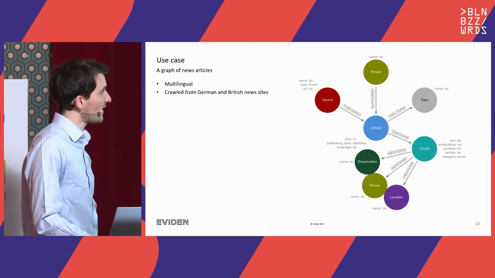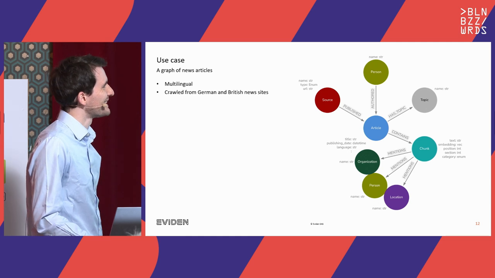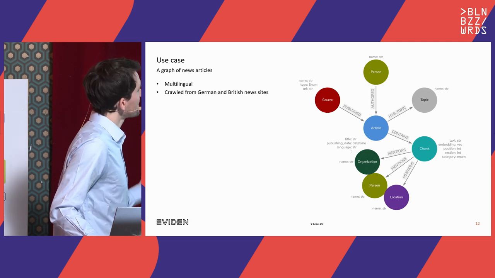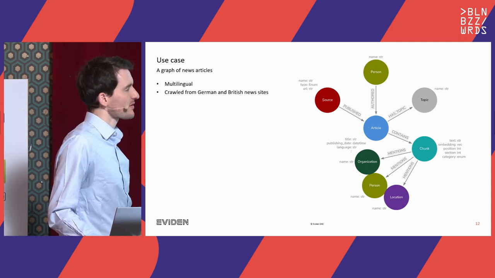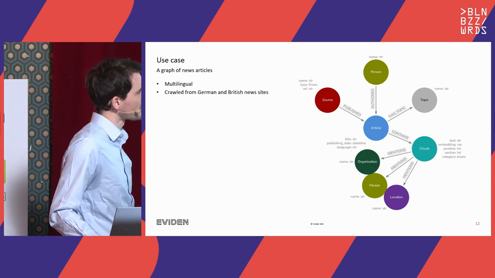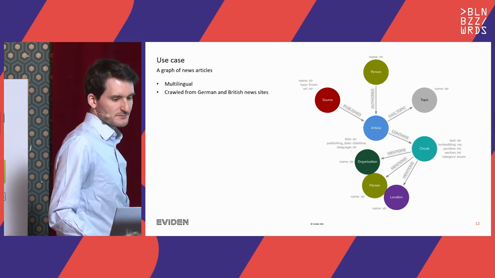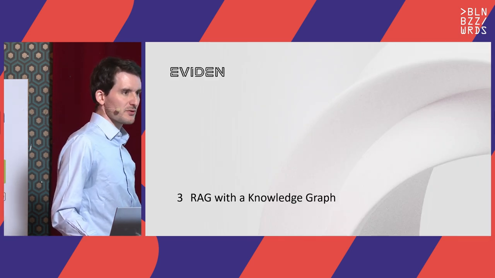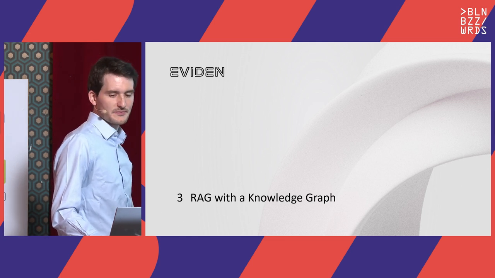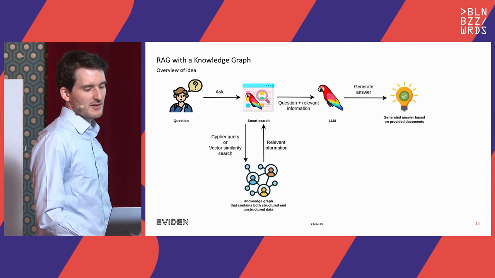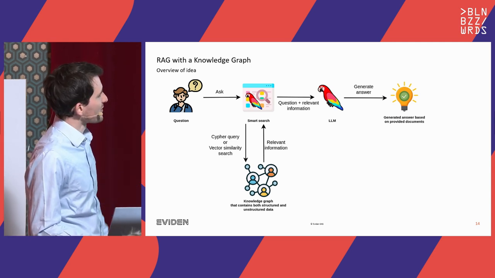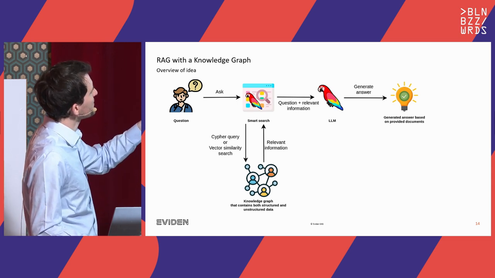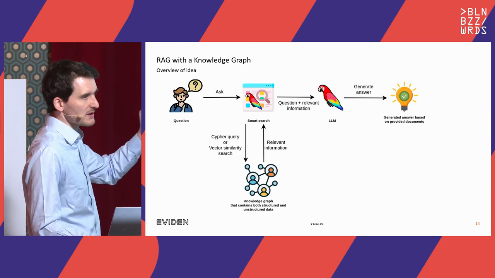The use case that I have, you've already seen the data model on the slide, is a graph of news articles. It's multilingual because I crawled German and British news sites and then ingested them into the knowledge graph. So that leads me to how we perform RAG on this knowledge graph. There's a very nice graphic from an employee of Neo4j, actually, which gives a broad overview of the idea. It's very similar to normal RAG, I'd say.